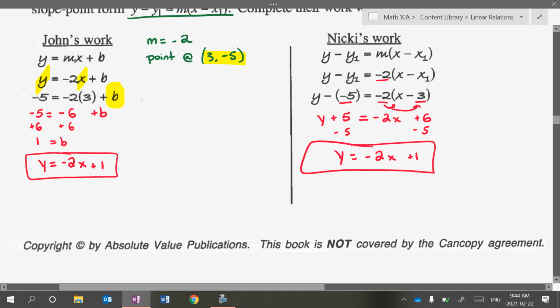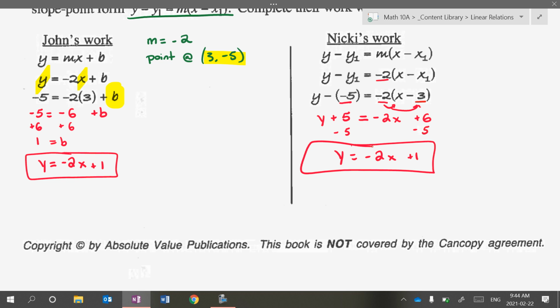So they only had a partial memory, but they were able to get there still. Right, so a lot of questions in this unit, you can use different approaches to get there, which is kind of nice.